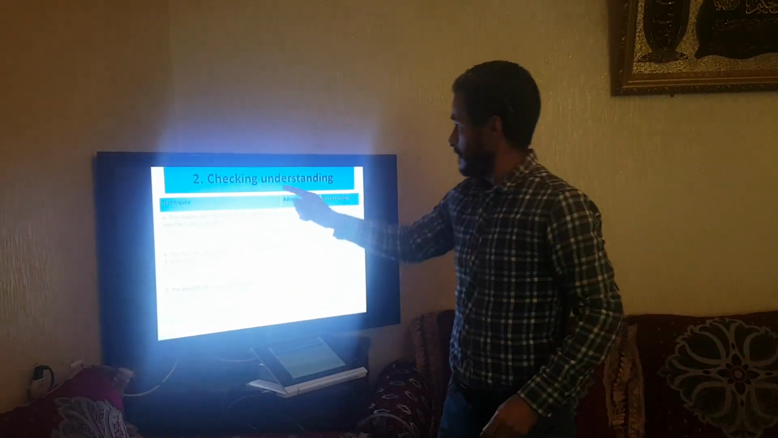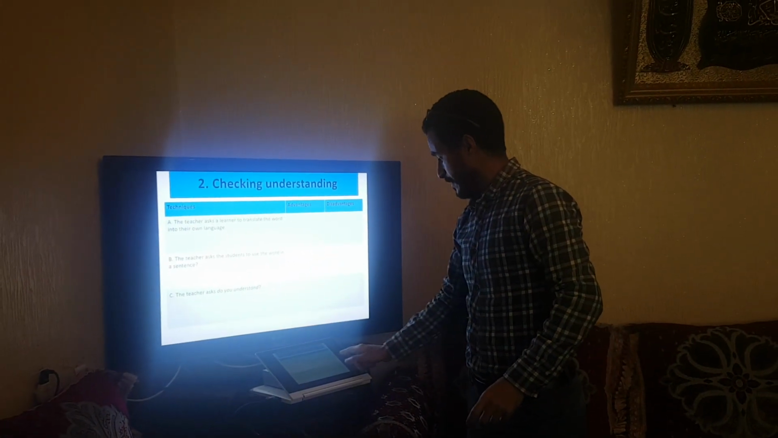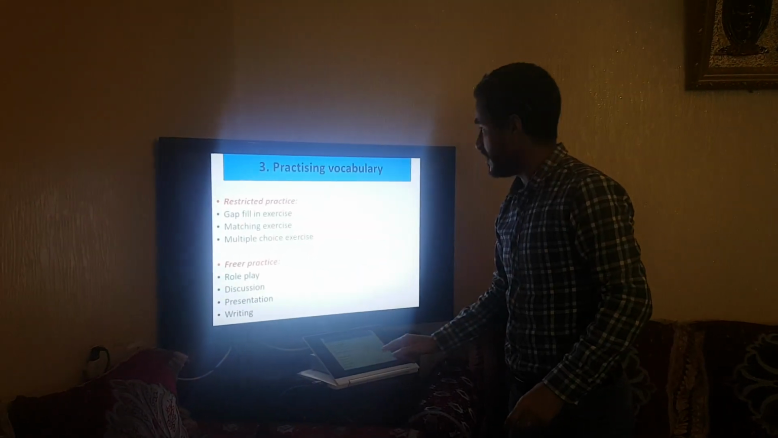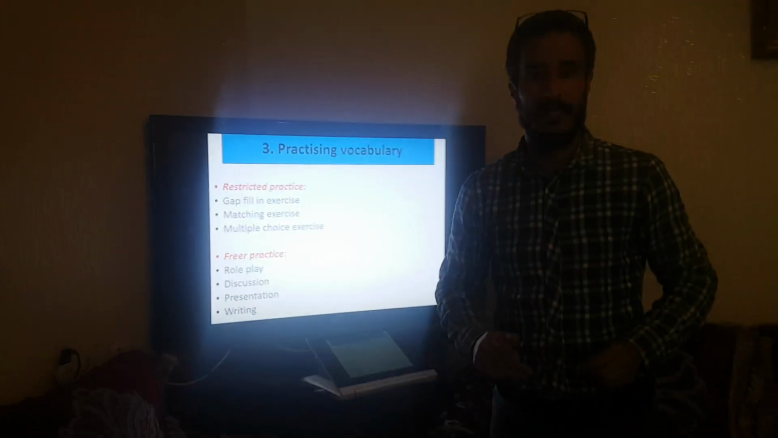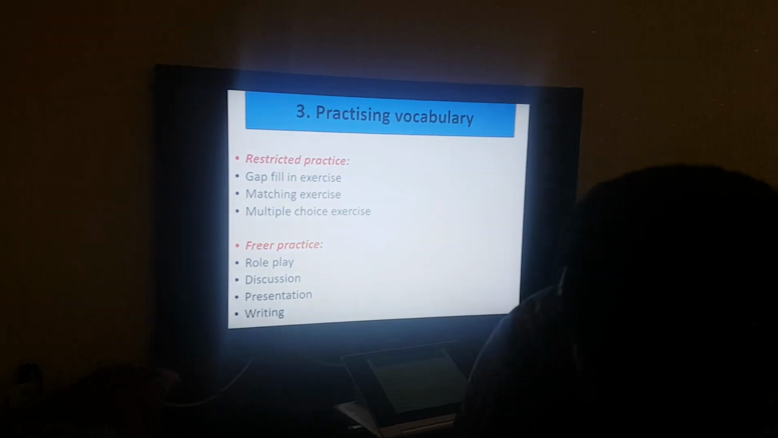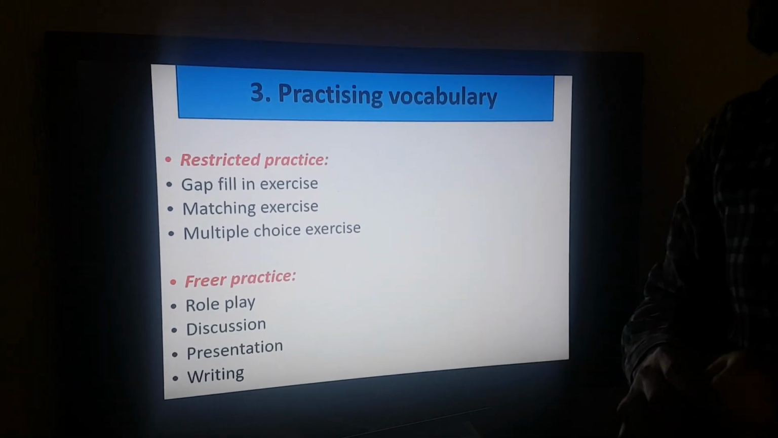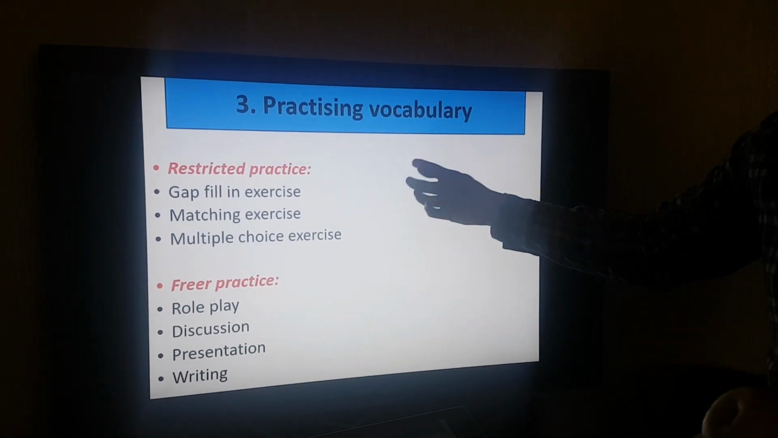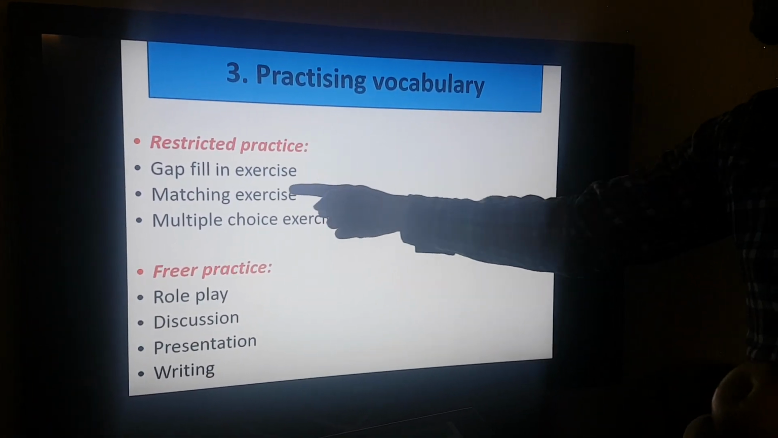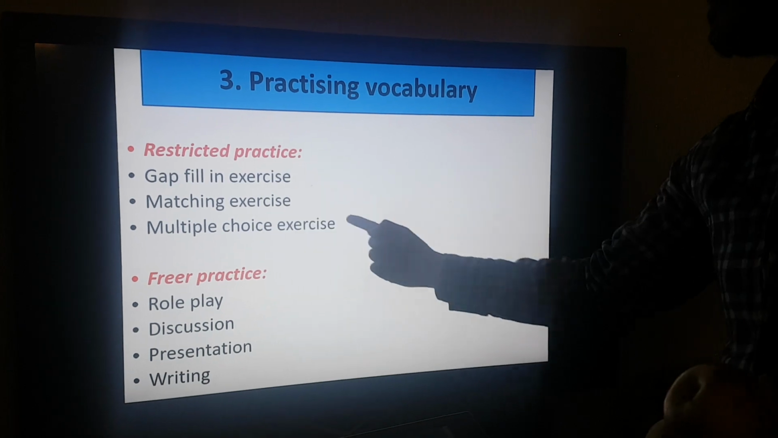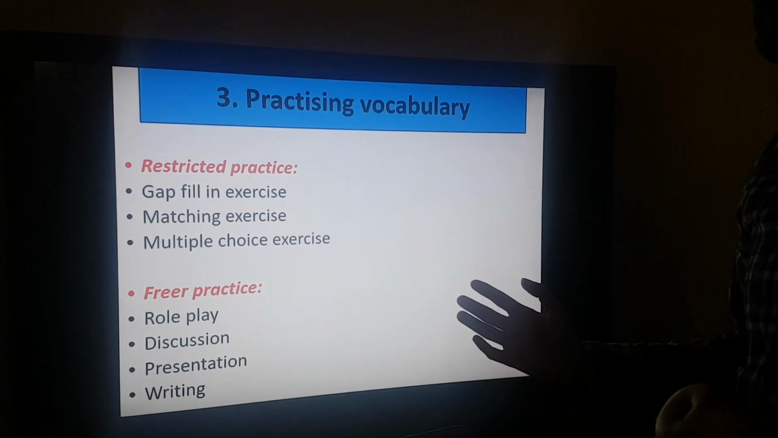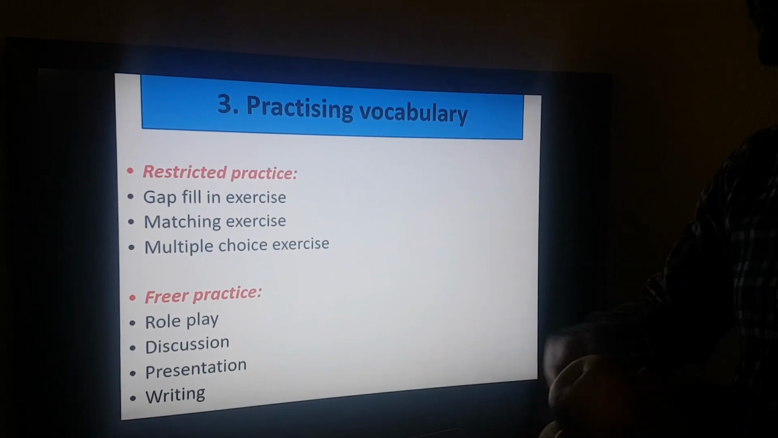Now, after checking understanding, the next stage is practicing vocabulary. Now, I taught my students vocabulary about fruit. Then we have two types of practice. We start with restricted, like gap filling exercise, or matching exercise, or multiple choice exercise. I give them the worksheets.